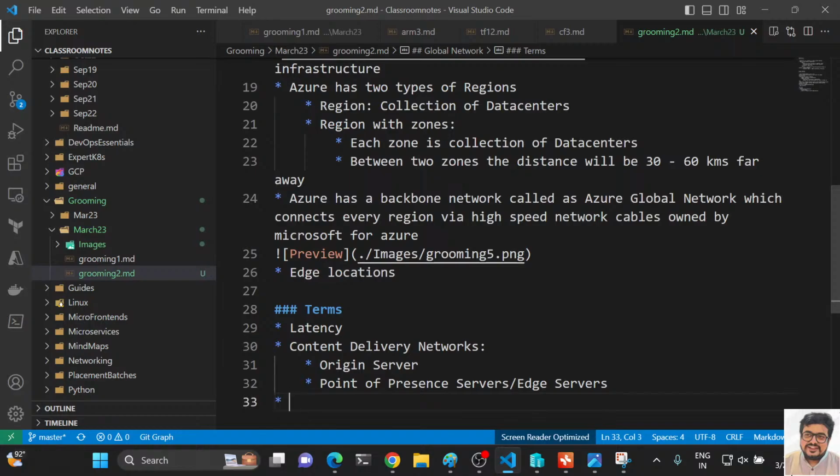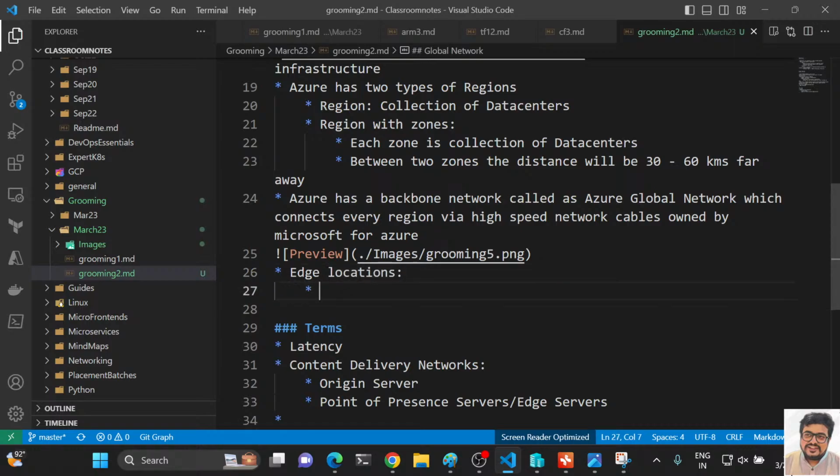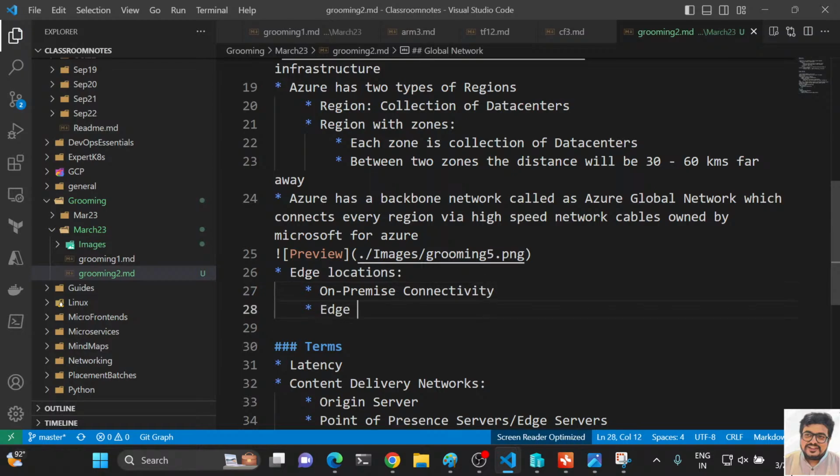Fine. Edge locations. Did you understand the purpose of edge locations? Edge locations have two purposes. One is on-premise connectivity. On-premise is what? Your organizational servers. For on-premise connectivity, and the other is content delivery networks.